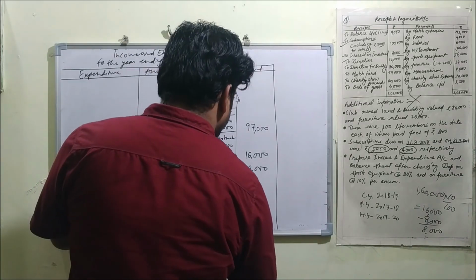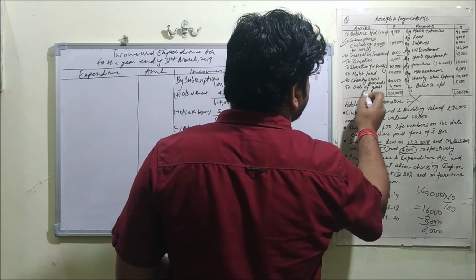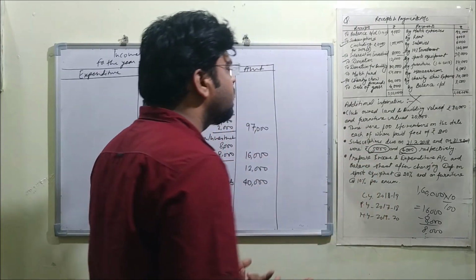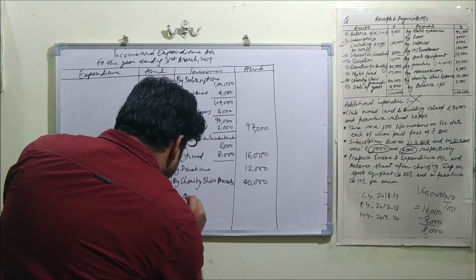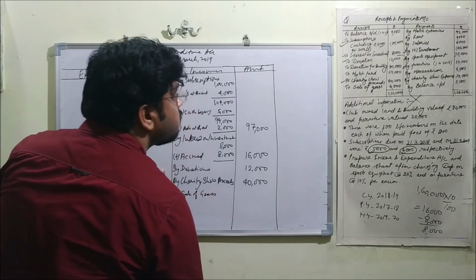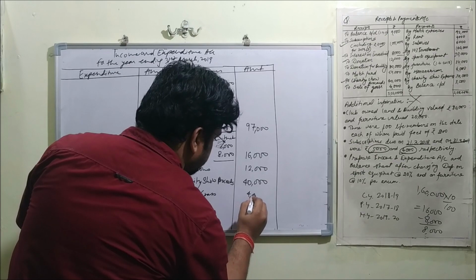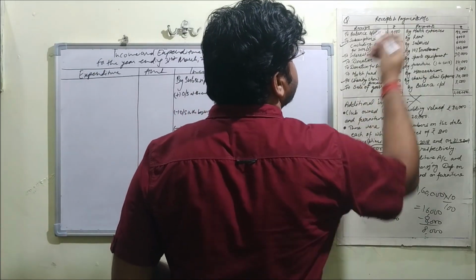How much? 40,000. So we have tackled that. Now what is left? Yes, sale of grass. We sold out the grass and that is our receipt. So this is again the revenue receipt by sale of grass, 4,000.